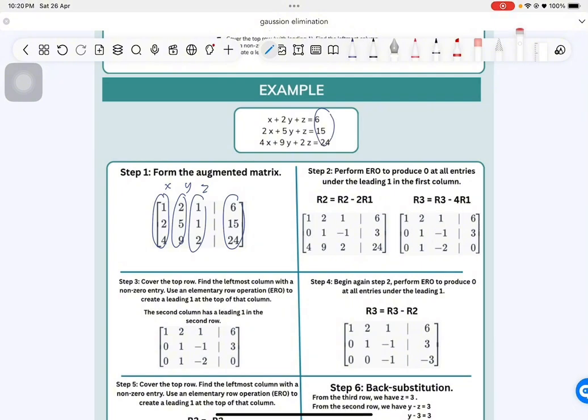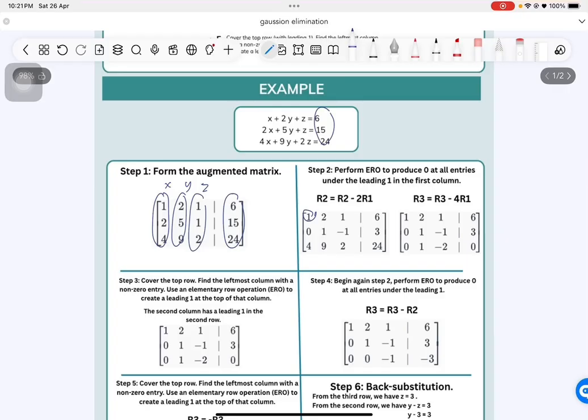Okay, for the next step, we need to perform ERO to produce zero at all entries under the leading one in the first column. Okay, meaning now we want to make a leading one and make everything under the leading one zero. Here I take new row 2 equals row 2 minus 2 times row 1, to make the second line's first entry zero. For the one below, I take new row 3 equals row 3 minus 4 times row 1. So we get zero for the one below as well.